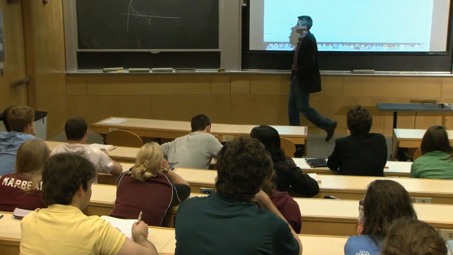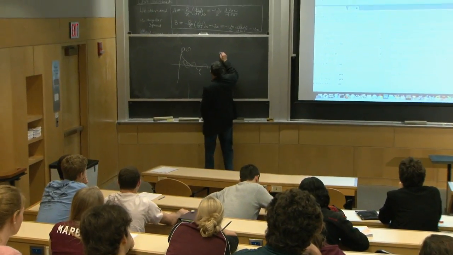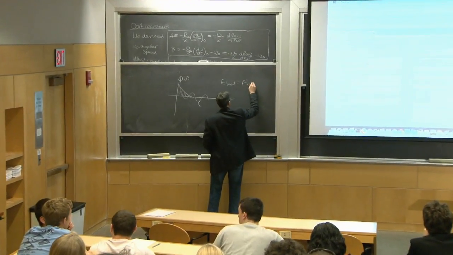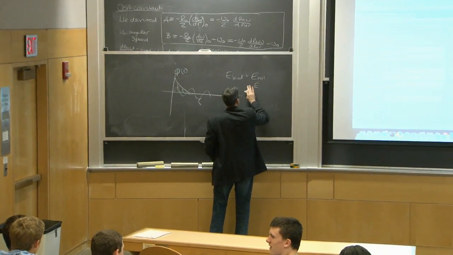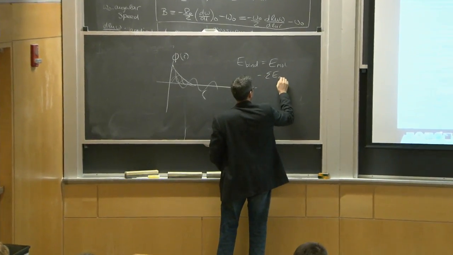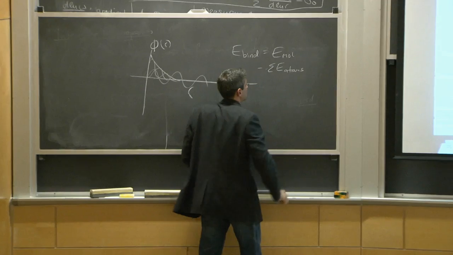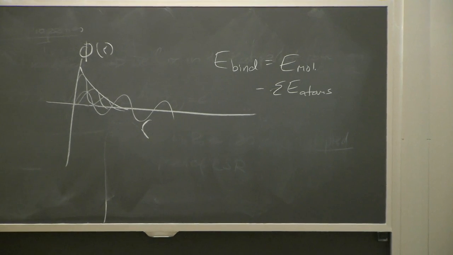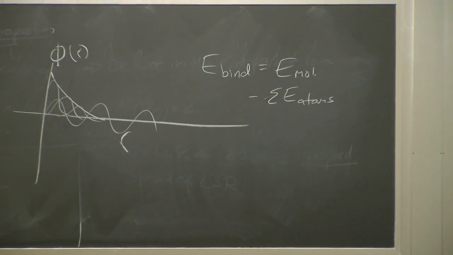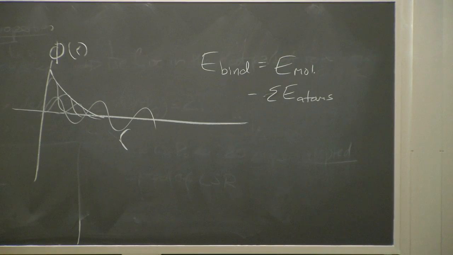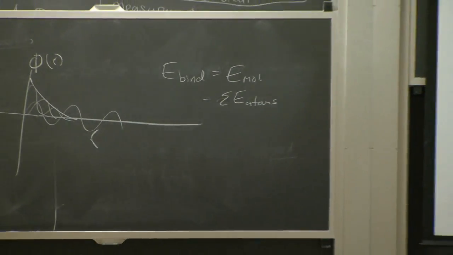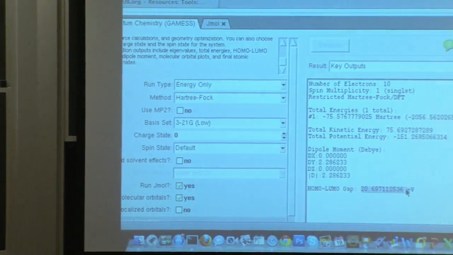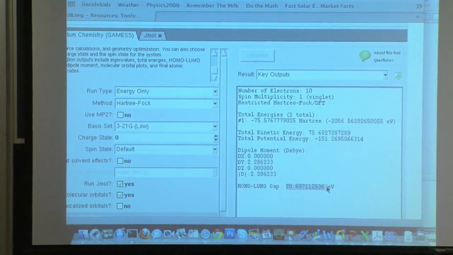So the binding energy, E bind, is equal to the energy of the molecule minus the sum over the energy of the atoms, right? So that's the property I want to calculate. It could have been another property. It could have been, let's say, the electronic gap of the material. Now, how do I know if I've used enough basis functions? This is really important.